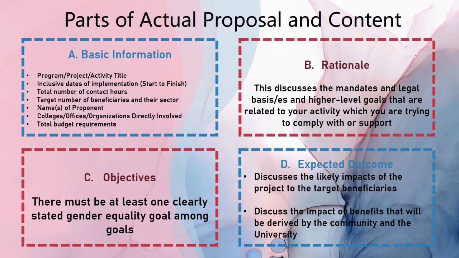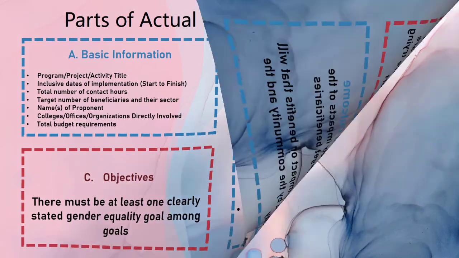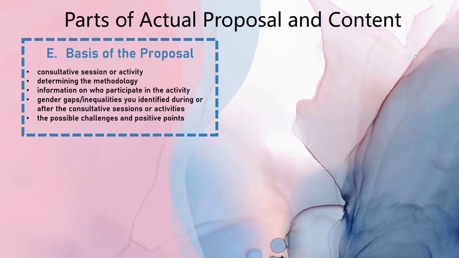And basis for the proposal. Discussed here are the consultative sessions or activities that you did in order to identify the problem or issue, as well as in determining the methodology and other aspects of the proposal. They should also include information on who participated in the activity. Also discuss the gender gaps and inequalities you identified during or after the consultative sessions or activities. We could also discuss the possible challenges and positive points.